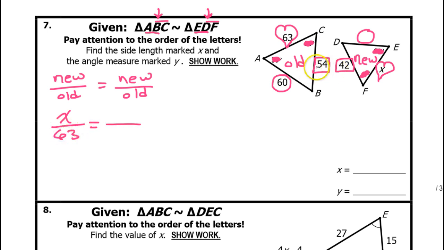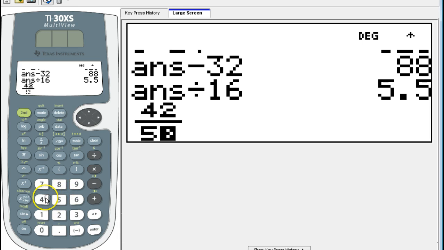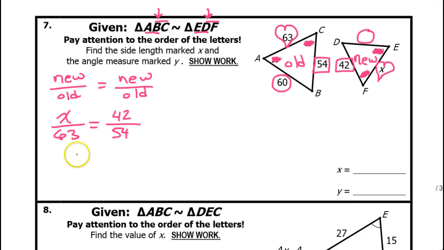And then I can do the boxes, because I can't use the circles because this one's empty. But looking at the boxes, new over old would be 42 over 54. Now I like to always reduce this. So 42 over 54, that's 7 over 9. So I have x over 63 is equal to 7 over 9.